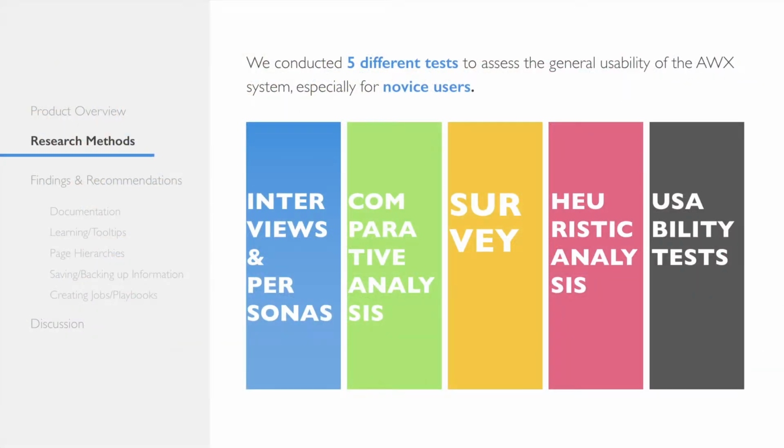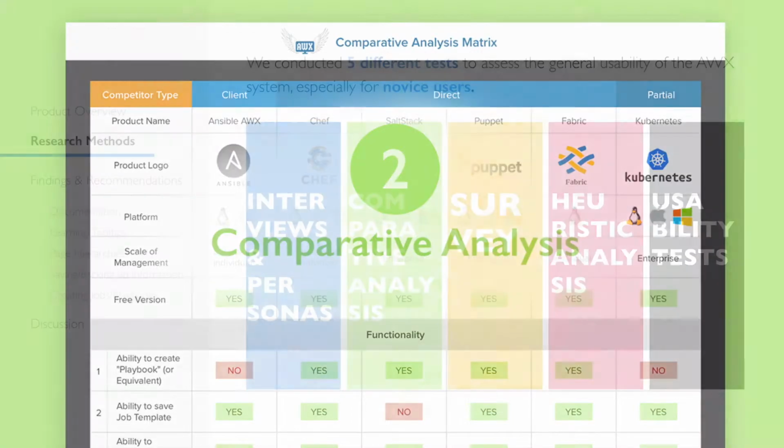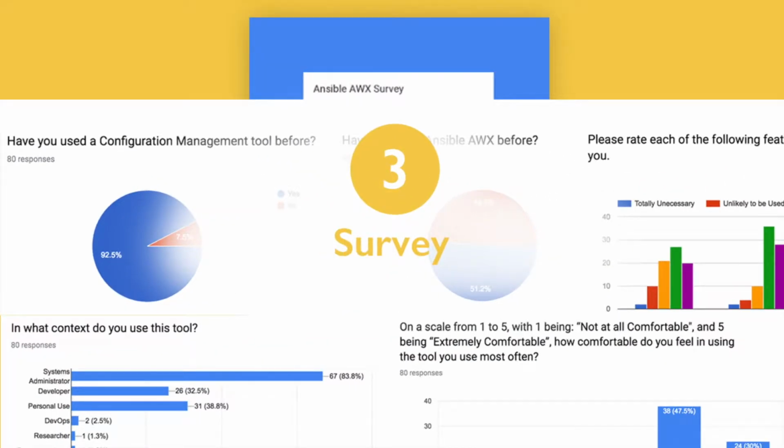don't, about AWX. Next, we compared AWX to several competitors brought to our attention through interviews in order to see how the system measured up. These were Puppet, Chef, Salt, and Fabric. We then surveyed approximately 80 current AWX users to learn what works well, what doesn't, and what they would like to see prioritized moving forward.